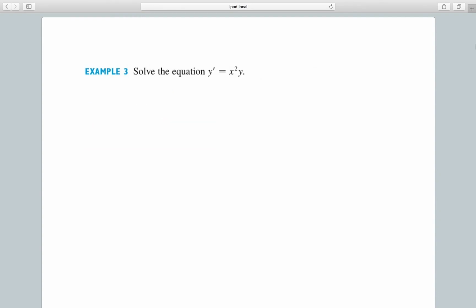All right, let's try one more. Solve the equation y prime equals x squared y. So the first thing I want to do in this case is rewrite this in Leibniz notation, which is dy dx equals x squared y. Then I'm going to separate my variables, so dy equals x squared y dx, and divide over the y, so 1 over y dy equals x squared dx.